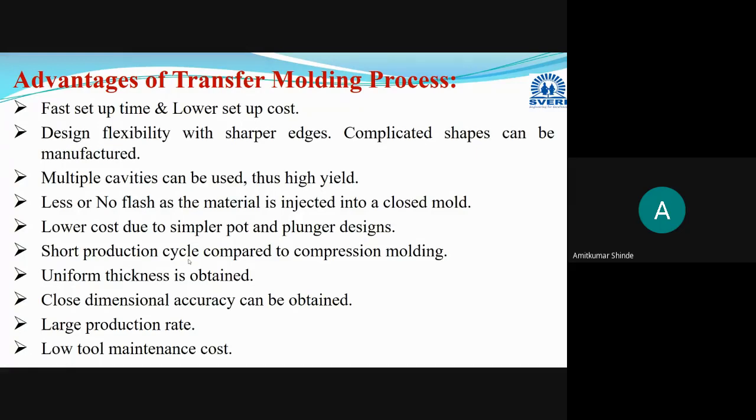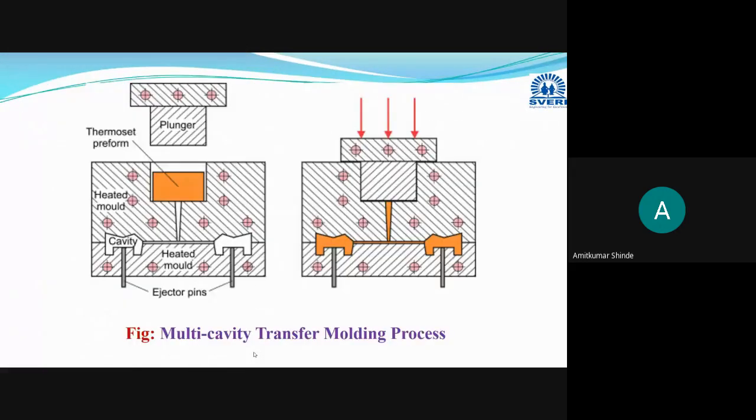Then the production cycle time, from starting to getting the end product, is very less, meaning it is a very fast process. Overall you will be able to obtain uniform thickness in the component, and dimensional accuracy will be more. Large production rate, I have already discussed. Then maintenance cost is very less. The maintenance cost of the tools will be very less as compared to the compression molding.